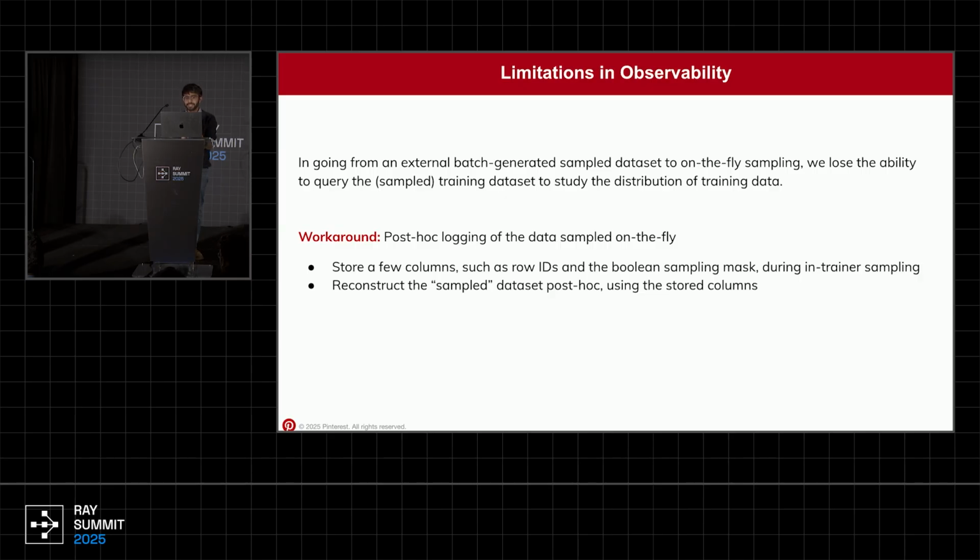So we have found a workaround. The way we have worked around this is that we log a couple of important columns during the on-the-fly sampling. The important ones here are row IDs and the Boolean sampling mask, which tells us, during the training job, what row we are using, what finally got sampled and what got dropped. Then post hoc, we can join these columns using the row ID with the original unsampled dataset and recover the actual data that would have gone into training.